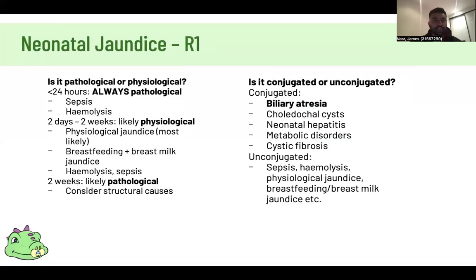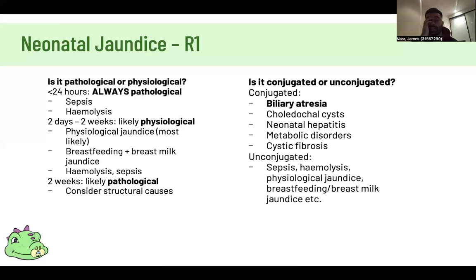Moving on to neonatal jaundice. So in terms of the approach to jaundice, I think there's a couple of questions to ask. So the first thing is, is it pathological or physiological? And that tends to be decided by the timing of the jaundice. So if it's first noticed within 24 to 48 hours, this is always pathological. So there's never physiological jaundice that presents within the first 2 days of life. And your most common causes are going to be sepsis and hemolysis. So those are the things you have to rule out immediately.